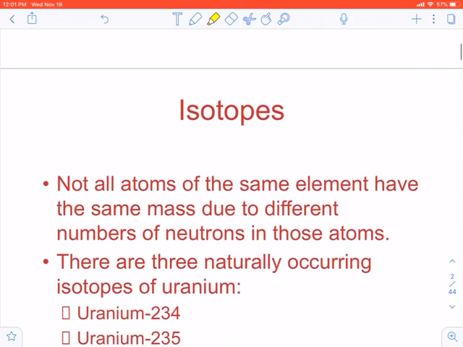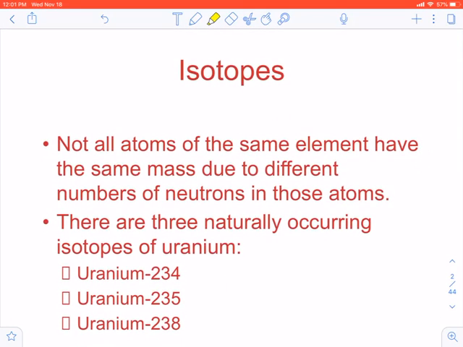Again, isotopes. This is something that you were tested on, and you have to make sure that you know what an isotope is. Remember, they're atoms of the same element, which means they have the same number of protons, but the mass is different due to the number of neutrons.